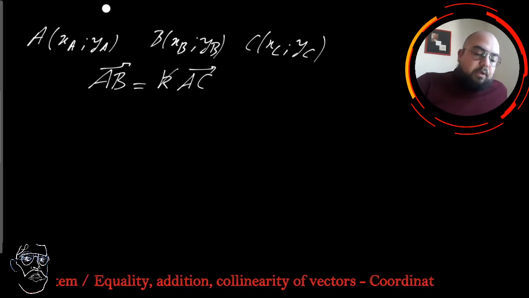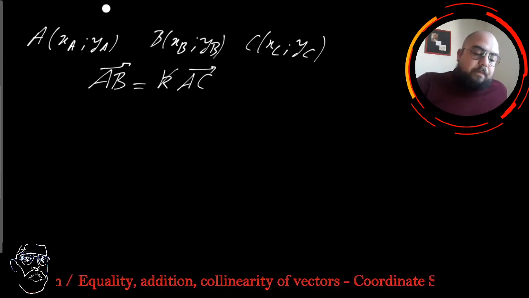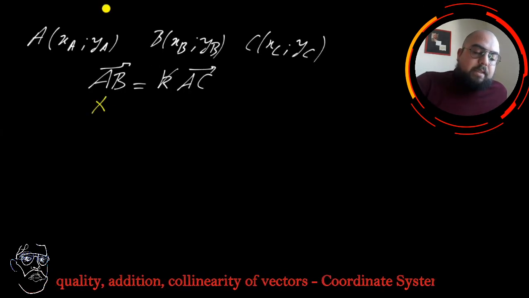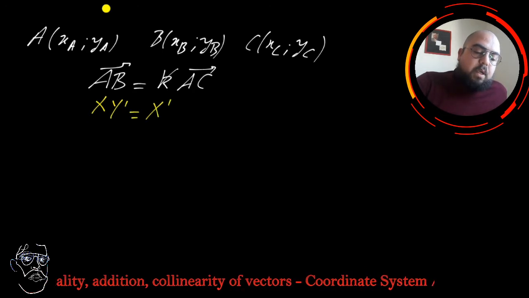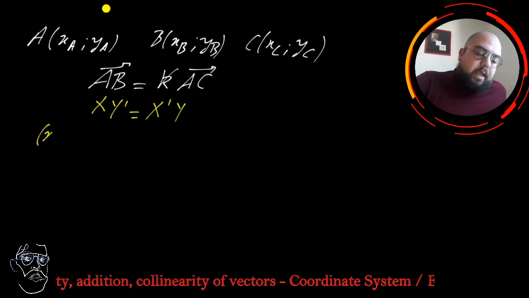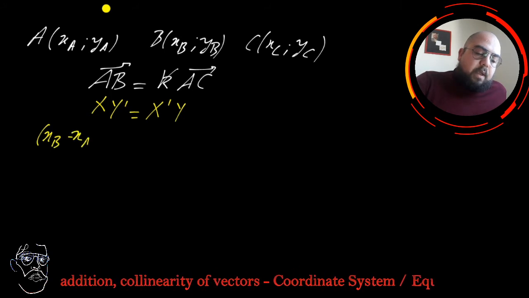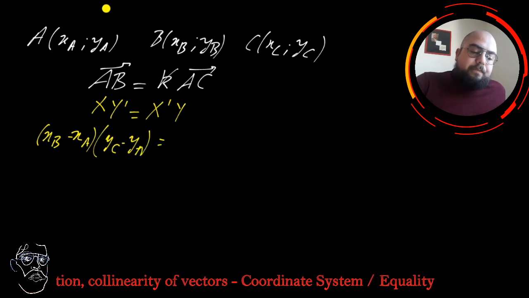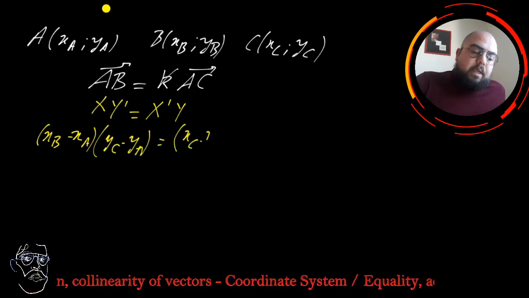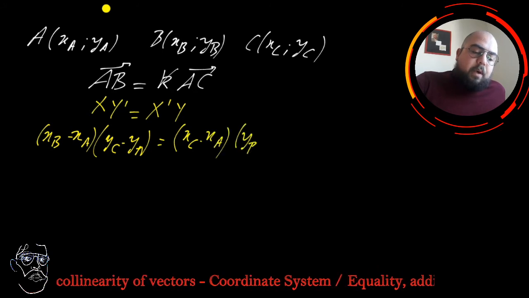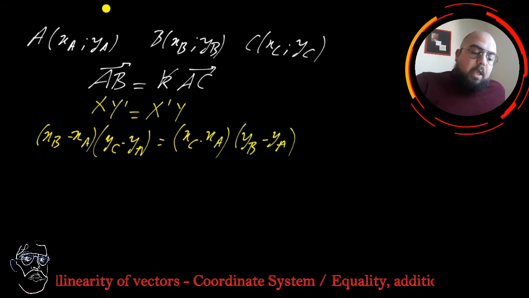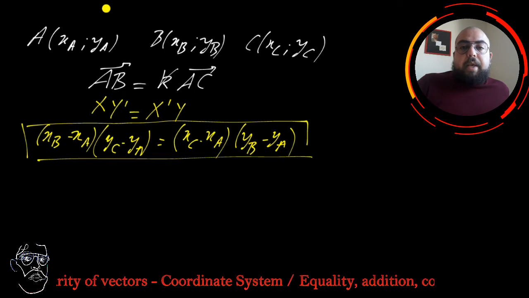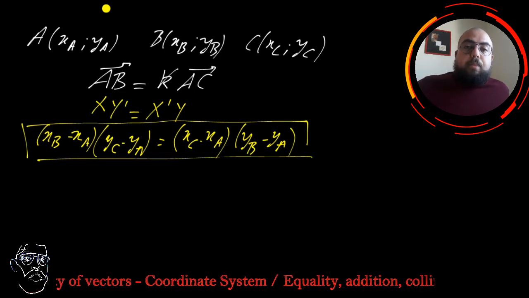So from this I can use a formula similar to the previous one: x times y prime is equal to x prime times y. So x is actually x of B minus x of A, times y of C minus y of A, is equal to x of C minus x of A, times y of B minus y of A. So in order to find out that 3 points are collinear, you use this relation and you will be able to say that these 3 points are collinear.